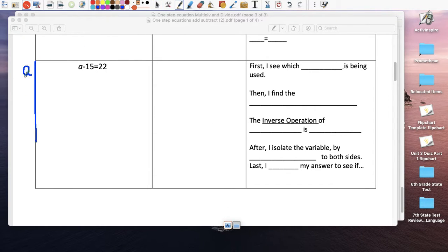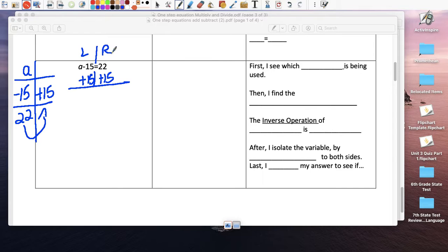A is my variable. What's happening to it? Minus 15. That gives me 22. So inverse operation is going to be plus 15. So here's my line. Okay. We're going to have a plus 15 over here on the left side and plus 15 on the right side. 22 plus 15 is 37 equals 15 minus 15 is 0. A comes down. So I get A equals 37.